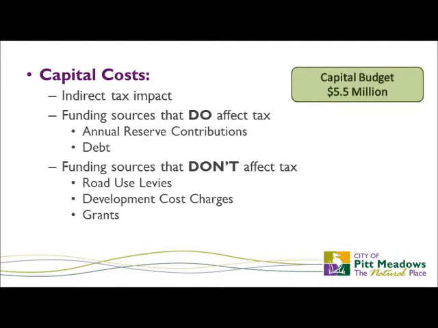As well, often there are capital projects that involve funding sources that don't affect taxation, like road use levies, which the city collects from businesses in the community that utilize trucks with heavy loads. The heavy loads cause higher wear and tear on the city's road infrastructure for major truck routes, thereby justifying a levy to these companies. Or development cost charges, which the city collects from developers in recognition of increased demand the additional population places on city services, or grants from senior governments and outside agencies such as ICBC.